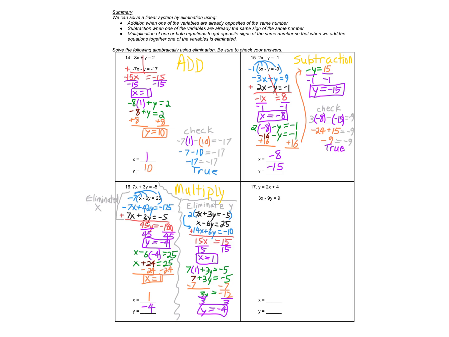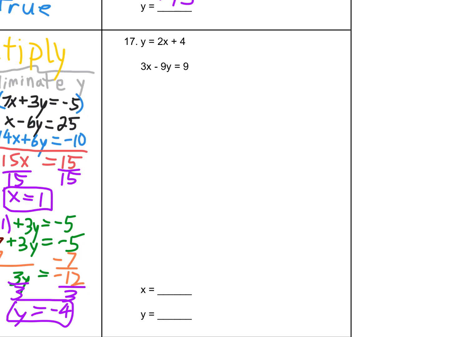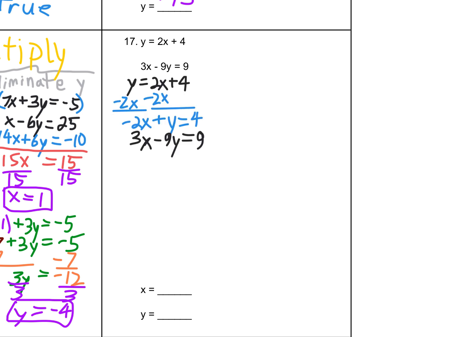Now let's look at number 17. Number 17 is y equals 2x plus 4, and then 3x minus 9y equals 9. See if you can solve this problem. First thing we're going to want to do is get our variables lined up. So I need to move this positive 2x to the other side and put it in standard form. So I subtracted 2x on both sides, which gives me -2x plus y equals 4. Make sure that your x's are lined up, your y's are lined up, and your numbers are lined up.